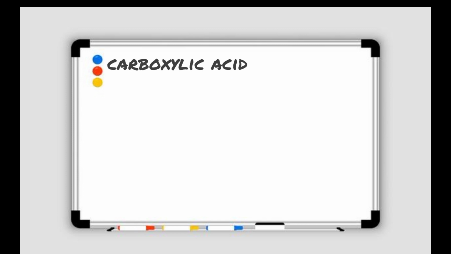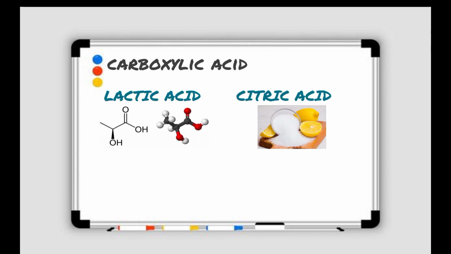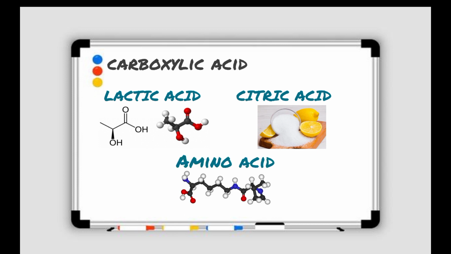Carboxylic acids can be abundantly found in nature. Hydroxy acids, such as lactic acid and citric acid, as well as a variety of keto acids, are key metabolic intermediates found in almost all living cells. Amino acids, which also have carboxyl groups, make up proteins.